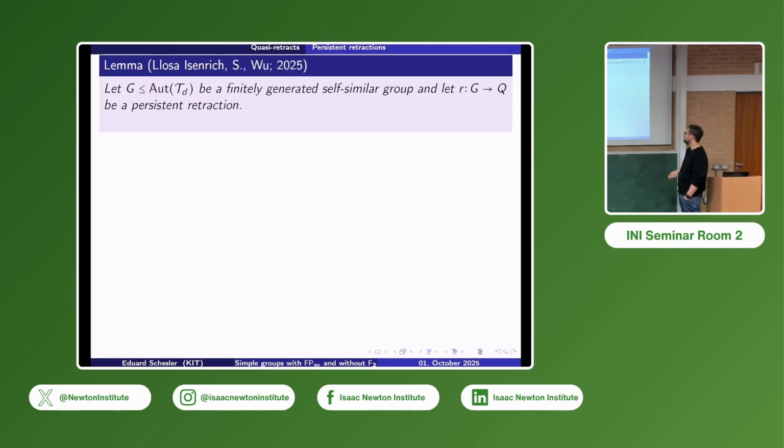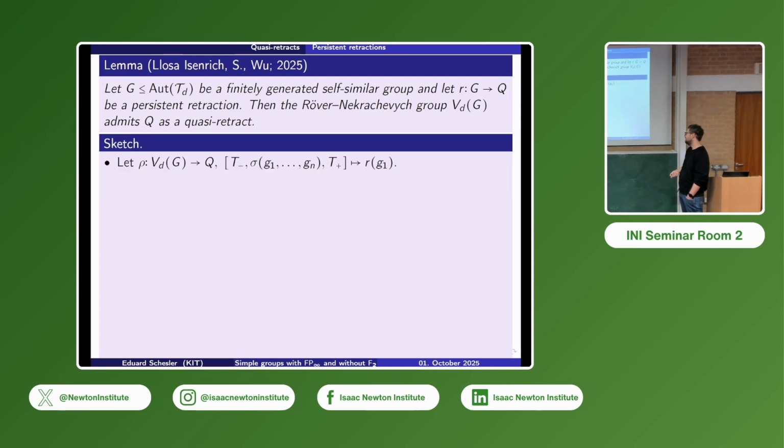And now the point of the persistent retraction is that it allows us to deduce the existence of quasi-retracts. But one has to be a bit careful. So we plug in a finitely generated self-similar group, which is G. And what we claim is that the corresponding Röver-Nekrashevych group might not necessarily have G as a quasi-retract, but Q. So it would be good, if we want to keep the finiteness properties of G, to make sure that this quasi-retract will have the same finiteness properties as G. So this is the next thing that we have to do.